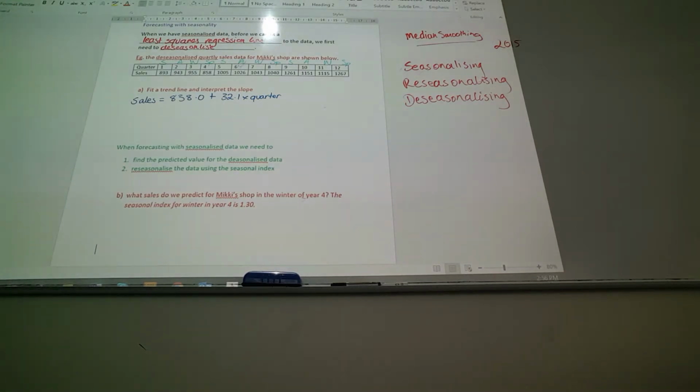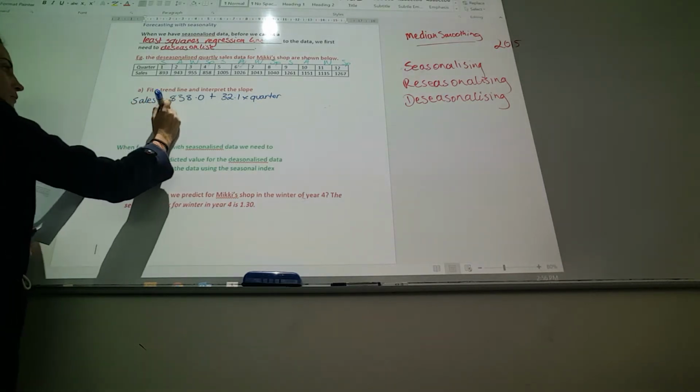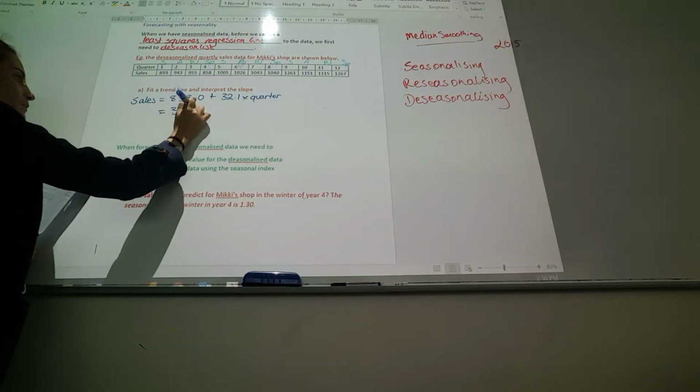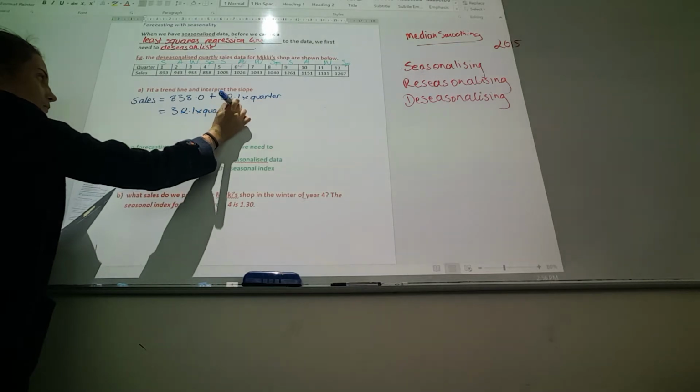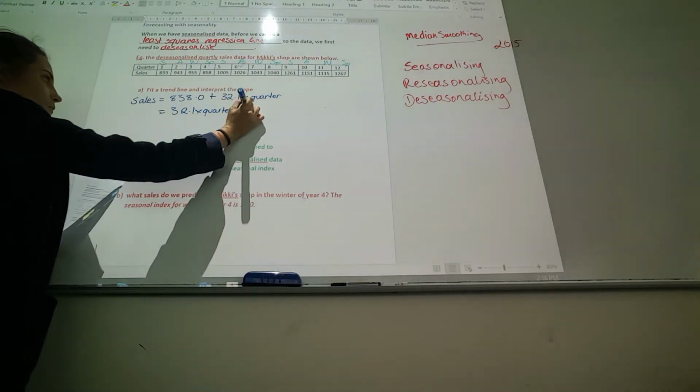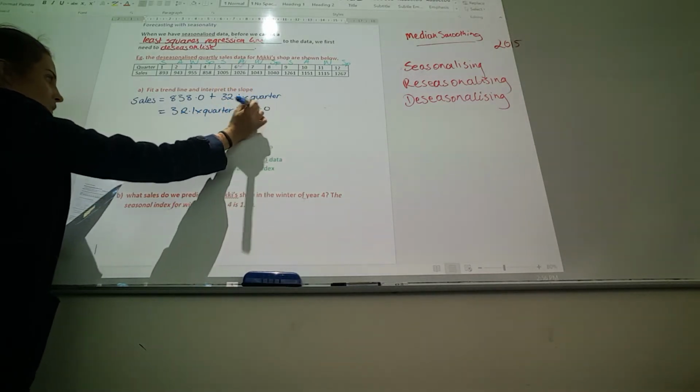Would you say for every increase in season or quarter or what? Quarter? Yeah, by quarter. You can also write it this way. Yep, they're the same thing.